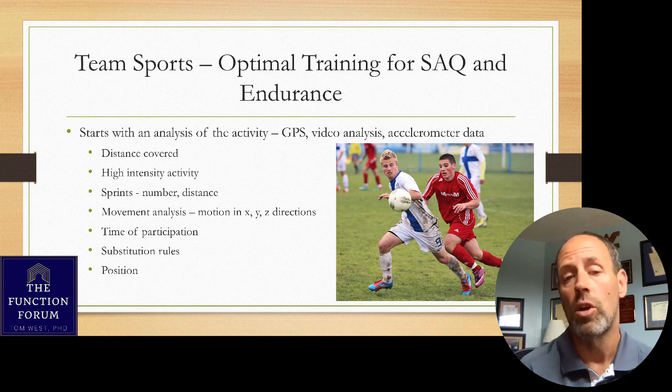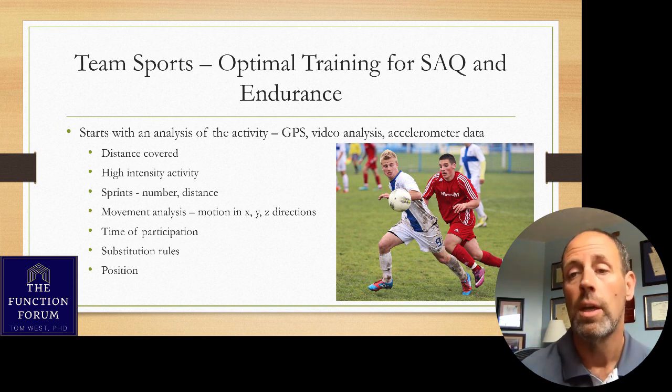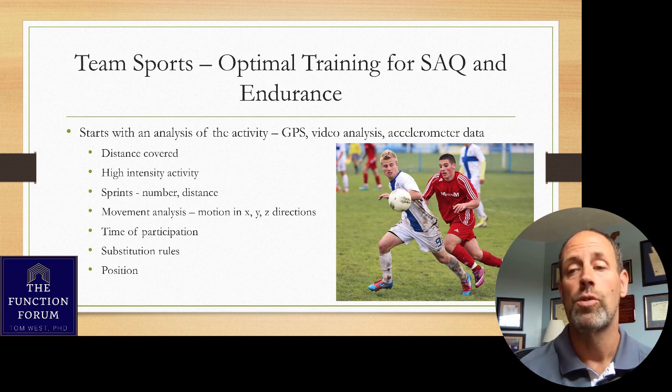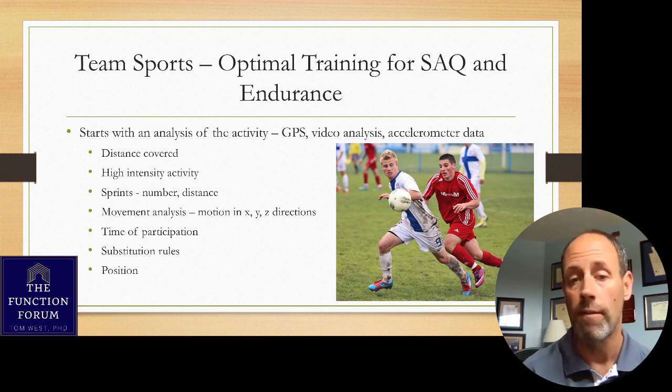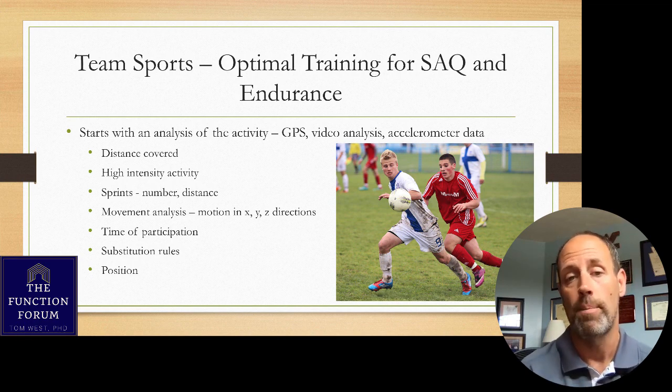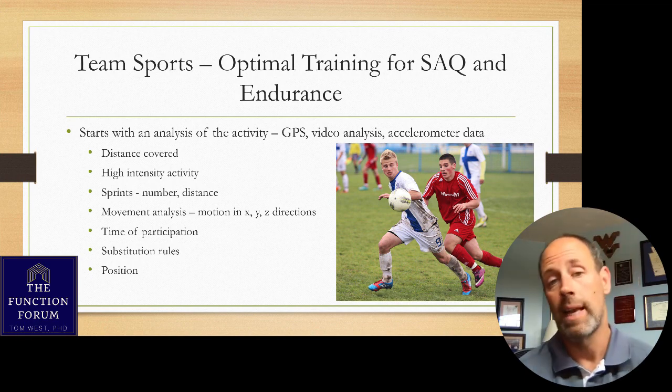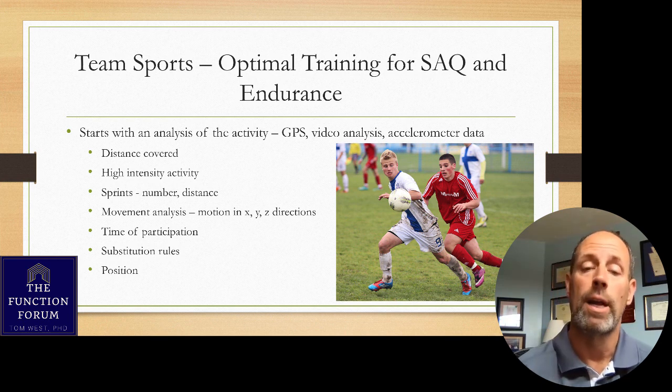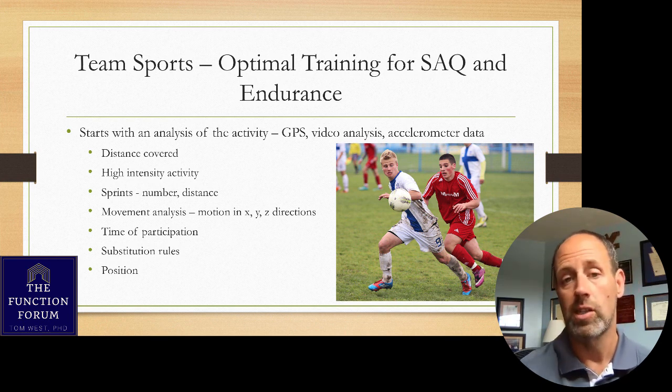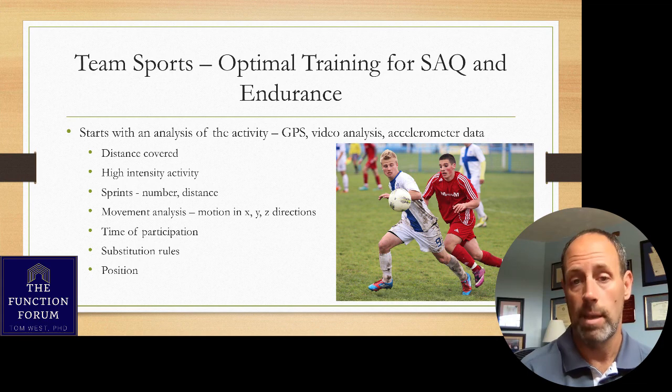They'll also look at things like time of participation, and then also consider factors like substitution rules, how much of a break can the athlete get? In some sports, substitution rules are very open, and we can move athletes very freely in and off the court or field, such as basketball. So when a player is winded or tired, they can be pulled from the game, allowed to recover, and then put back in. Or you have sports like soccer where very limited substitution is available, and most athletes are going to participate for the whole 90-minute game.